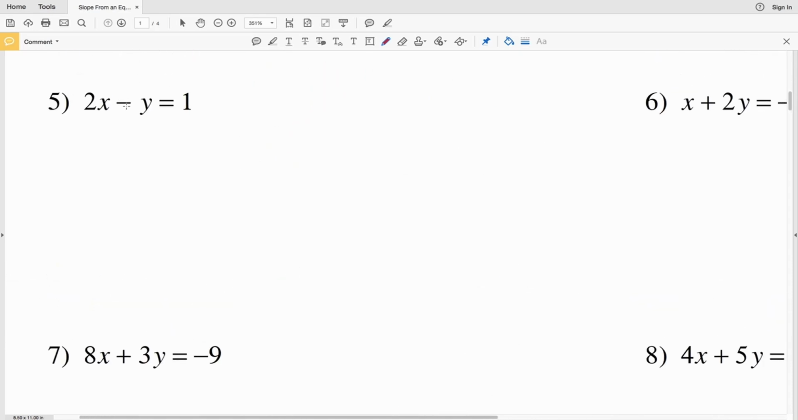Number 5, we have 2x minus y equals 1. This is not in slope-intercept form, so we're going to rewrite this equation. In order to do that, we're going to move the 2x to the other side. So we're subtracting 2x from both sides. So we'll be left with negative y equals 1 minus 2x. So I'm just going to rewrite this order and say negative 2x plus 1. We're almost to slope-intercept form, except that this y is negative. And in order to remove a negative, we're going to multiply both sides by negative 1.